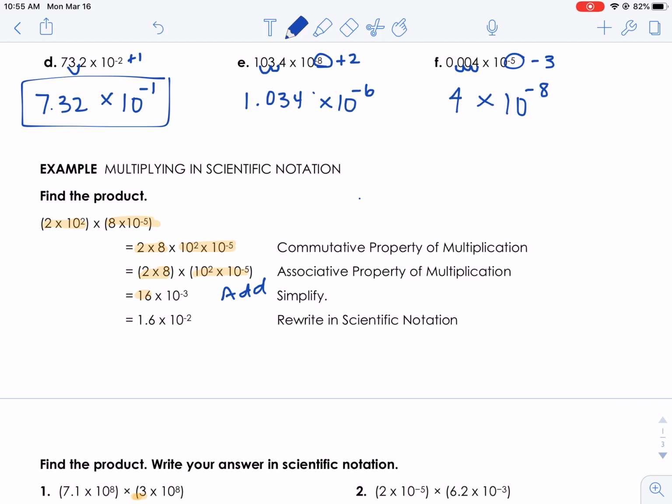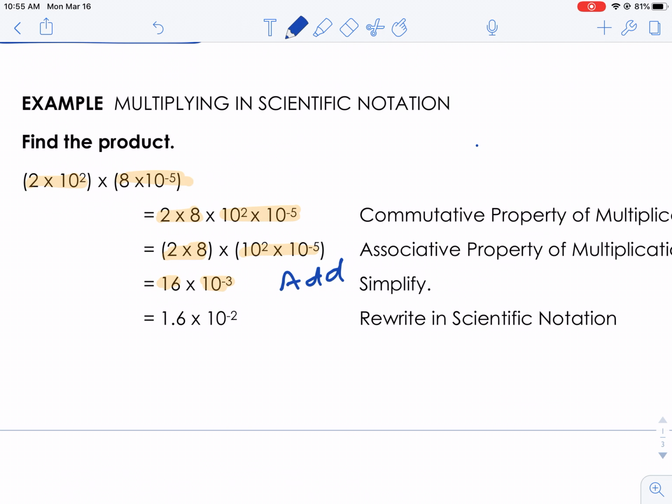Okay, that was our skill review we did at the beginning. So adding our exponents gives us 10 to the negative third. Okay, now again, this number is not fully in scientific notation because your number has to be between 1 and 10. 16 is not between 1 and 10. So in this case, we would have to use the skill that we talked about above. Our decimal would have to move to the left 1, so our number gets smaller by 1. So our exponent has to get bigger by 1, which gives us a final answer of 1.6 times 10 to the negative second.